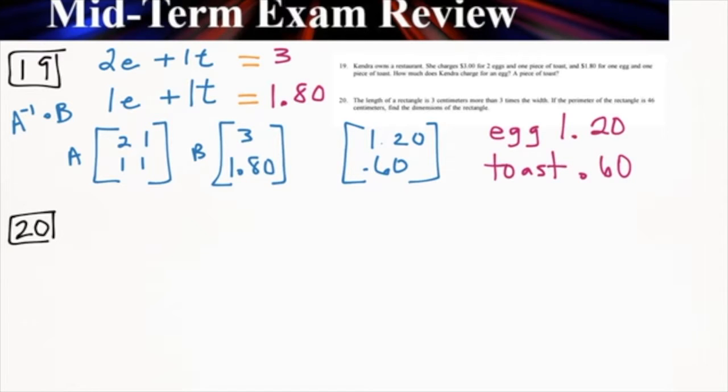So the length of a rectangle is 3 centimeters more than 3 times the width. Okay? It also tells me that the perimeter, which is 2L plus 2W, is the formula for perimeter, equals 46. All right. Now, I can do this several different ways. It's totally up to you.